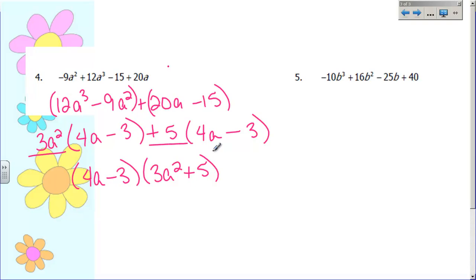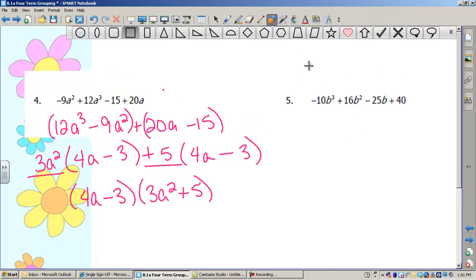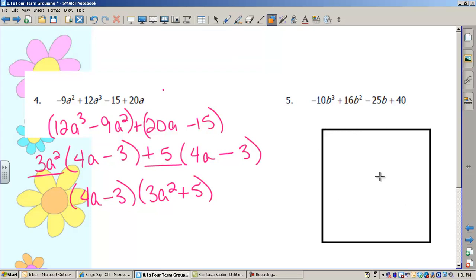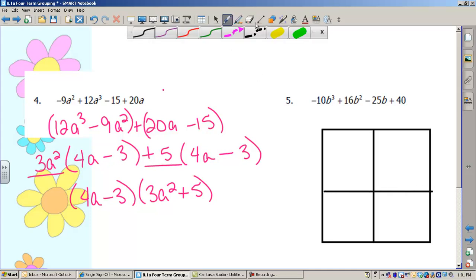Now number 5, everything's all in order, everything is good, but I'm going to use the box method for this one, and the reason I'm going to choose the box method is because I have a negative at the front for my leading coefficient, and then this minus sign in the middle will sort of mess with things. So the box method is going to be a little easier for me here. So I'm going to draw the box, and I'm going to make 4 segments because it's got 4 parts. And then I'm going to fill in just like before.